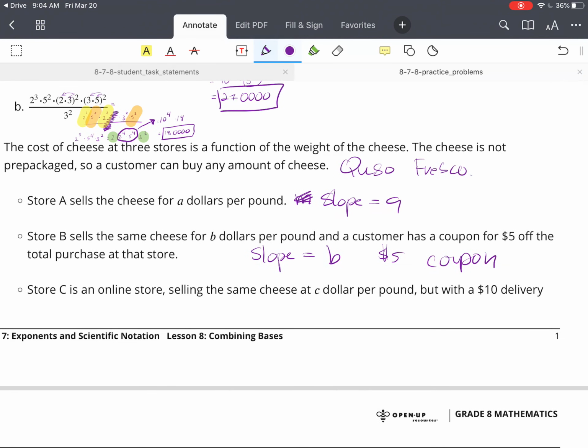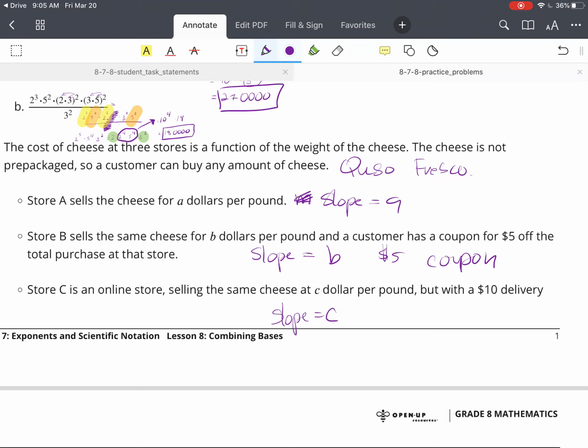And then store C is an online store. Okay, first of all, never buy cheese from an online store. Unless it's Parmesan. Because actually, the only place you can buy legit Parmesan, like real authentic Parmesan, is from Italy. Everything else is fake. Fake news.